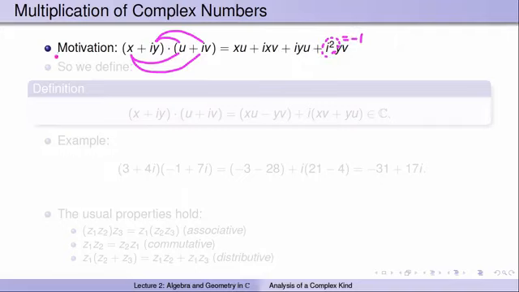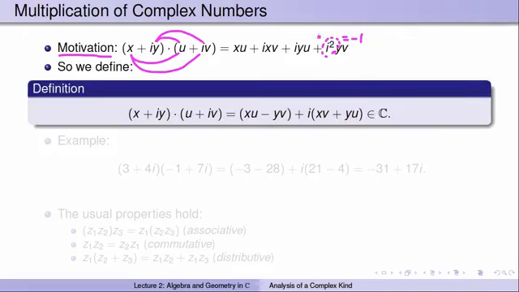Now, this is a motivation. So this is the thought that goes into the following definition. If this is supposed to be true, then the part of this number that is real will consist of this xu, because there's no i in there, and this number right here, because i squared is minus 1. So minus yv is also a real number. So the real part of the product of these two complex numbers should then be xu minus yv. And the imaginary part would be this together with this. So xv plus yu. And indeed, that's how we define our multiplication.